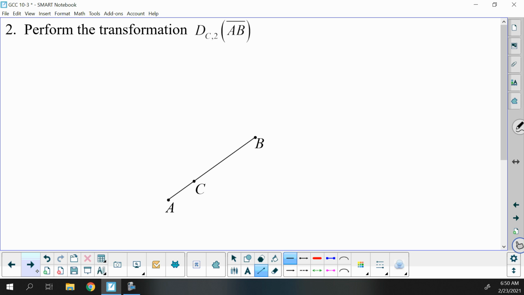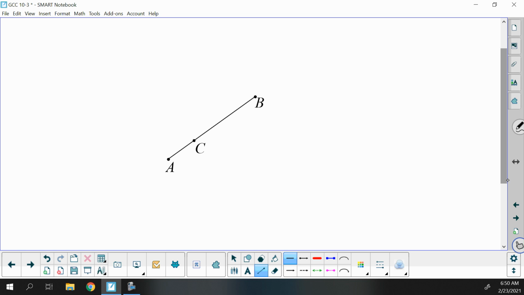So this one we want center of our dilation is C again, scale factor of 2, and we want to do AB, but notice now that our point is on line AB, whereas last time it was not. So what we want to do is with our straight edge, we want to extend AB in both directions. And it's going to be the same principles as before.